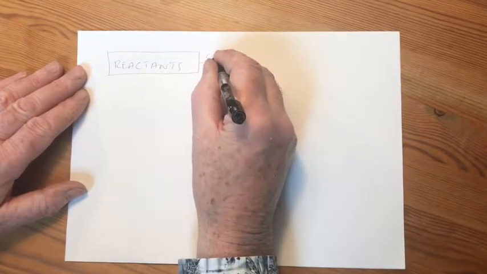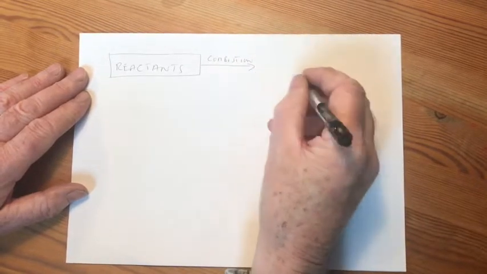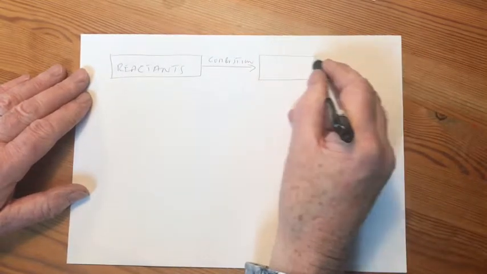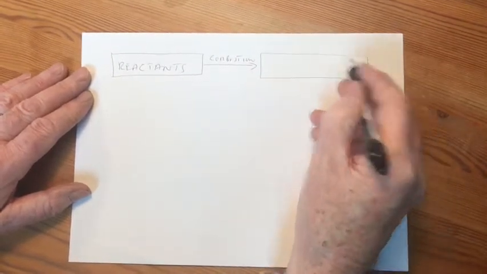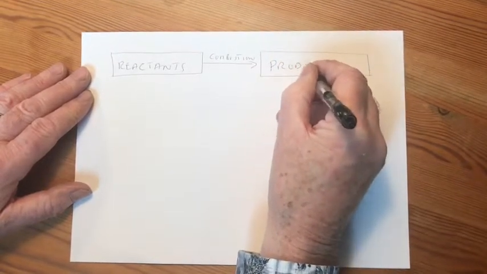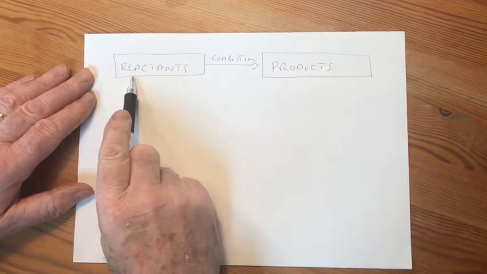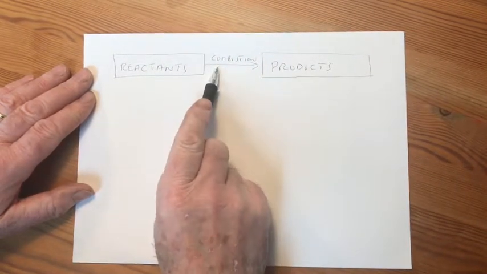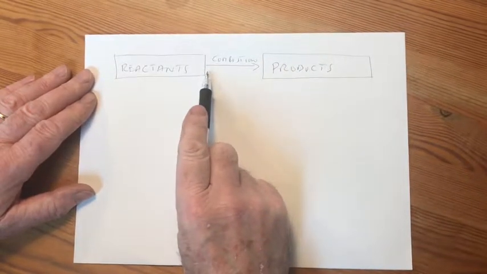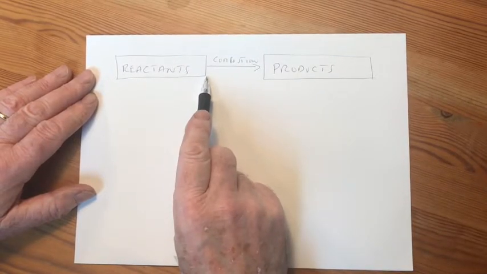So we have combustion, and then we end up again with another box, and this contains our products. So we start off again with our reactants, we combust, and then we end up with some products. Now this process here will, under practical circumstances, take perhaps about 1,000th of a second.